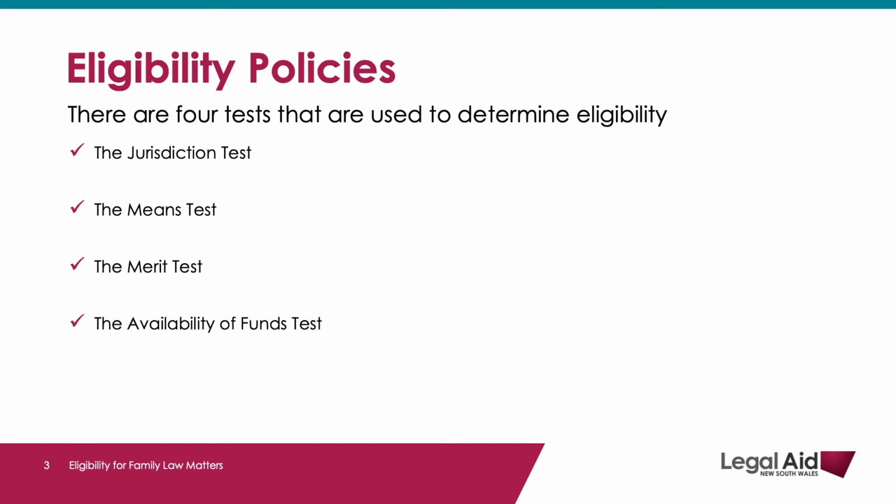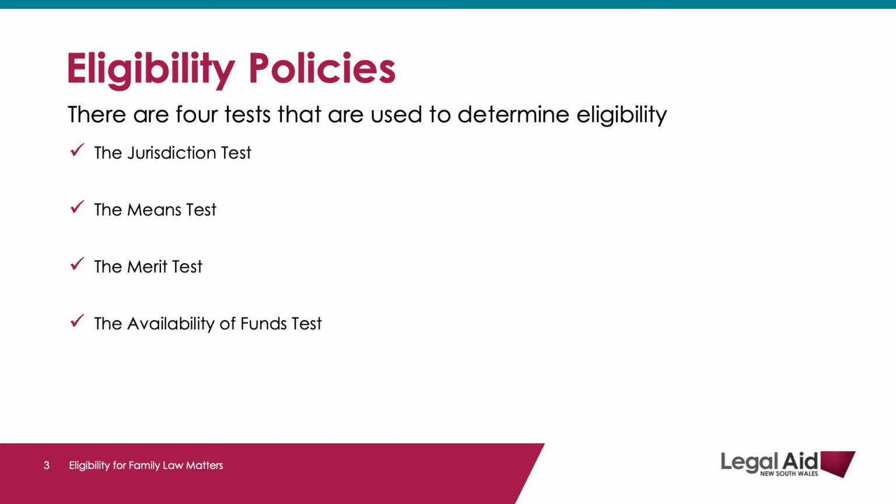There are 4 eligibility tests that are used to determine eligibility for legal aid. The first is the jurisdiction test, and this asks whether legal aid is available for my matter. This will include crime, civil, and family law matters. The means test looks at the income and assets of the applicant and any financially associated person. There is a means test module that you can also look at, which goes through the means test in detail.